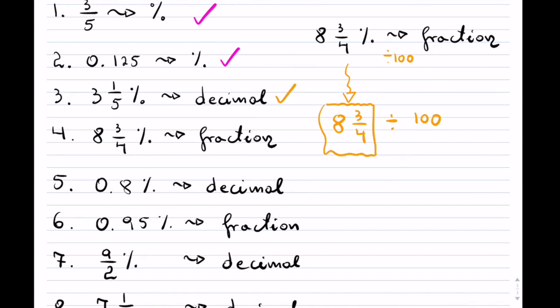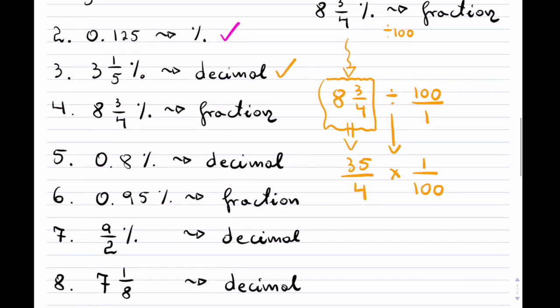Because I am converting to a fraction, I will first want to change this back into an improper fraction. So 4 times 8 is 32 plus the 3. So this will be 35/4. Now remember, division is really multiplication by the reciprocal. And if you don't remember, you can go to the multiplication and division video that I posted, and it talks about reciprocals and division of fractions.